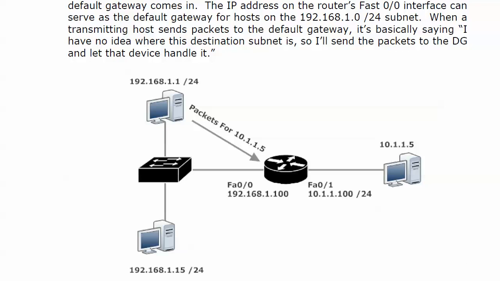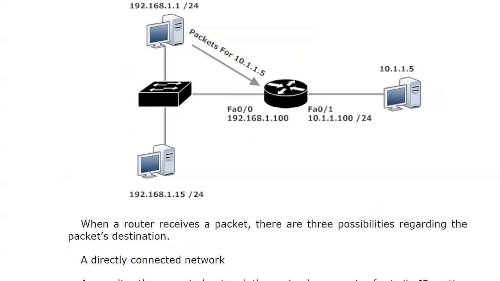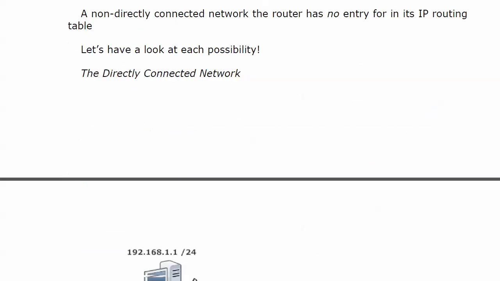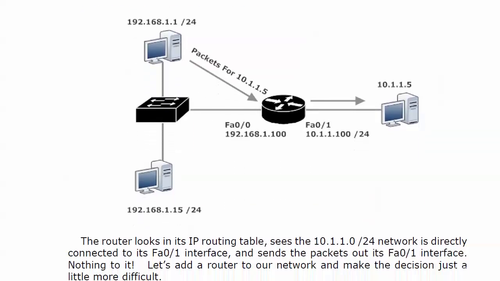And the default gateway is going to take care of that situation, especially in this case, because when a router receives a packet, there are three possibilities regarding the packet's destination. It's either on a directly connected network, or on a non-directly connected network the router has an entry for in its IP routing table, or finally a non-directly connected network the router has no entry for in its IP routing table. And we're going to take a look at each possibility, and actually we're looking at one possibility there, but let's look at it right here.